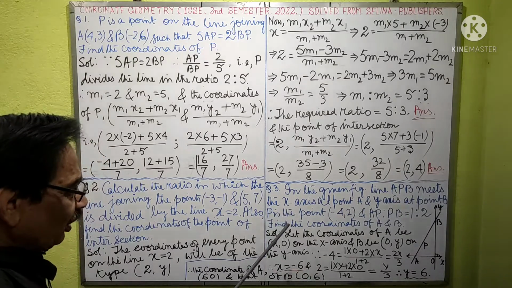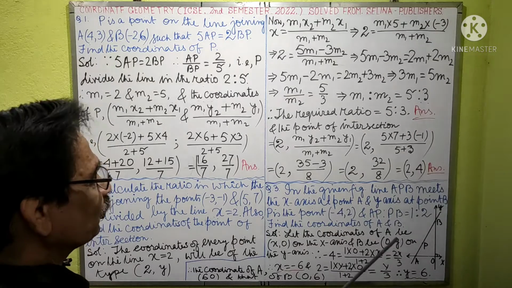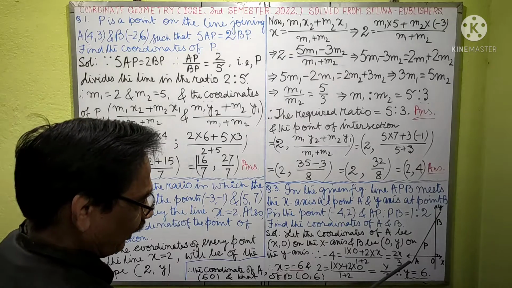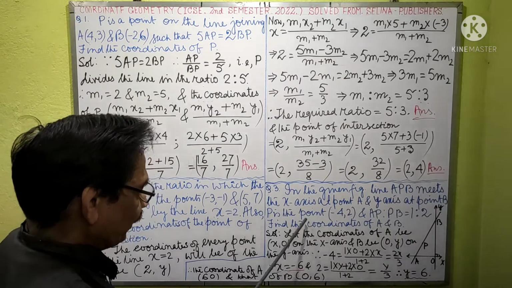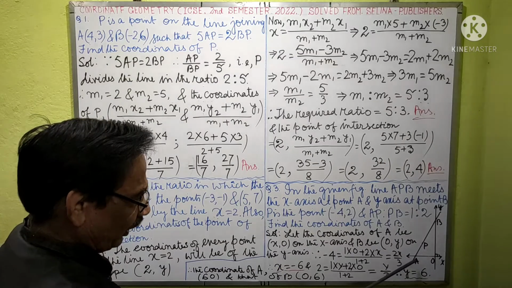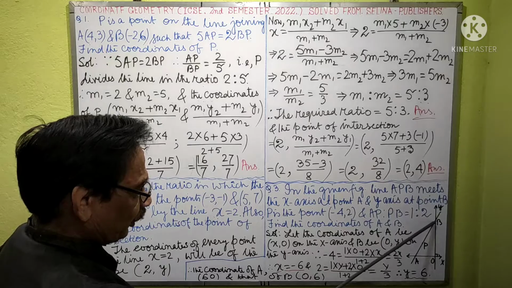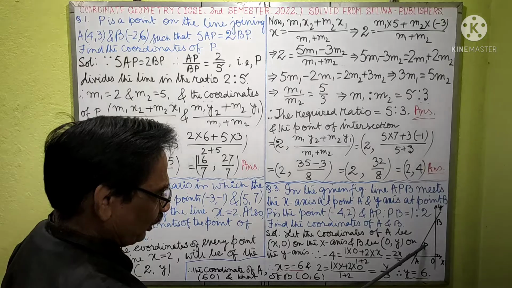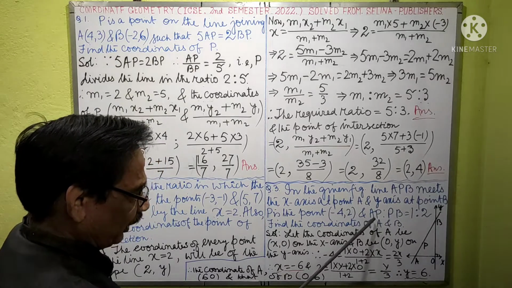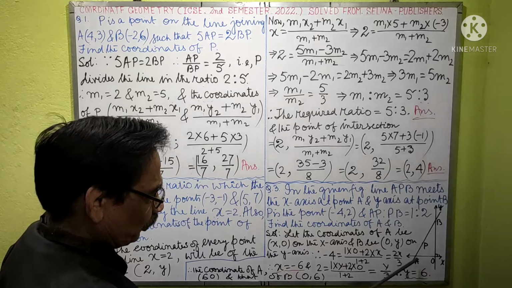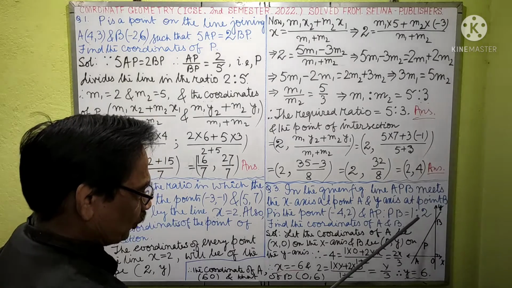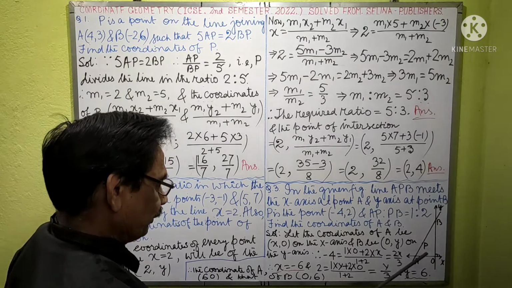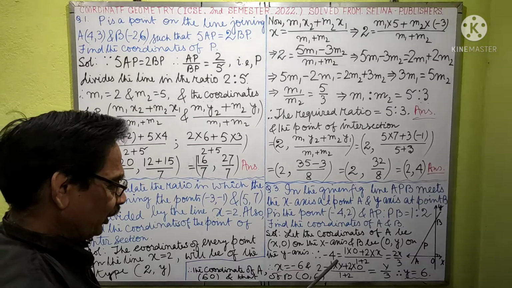Next question, this is also from the Selina book. In the given figure, line APB meets the x-axis at point A and the y-axis at point B. P is the point (-4, 2), and AP is to PB equals 1 is to 2. Find the coordinates of A and B. It's a very easy and very short question.